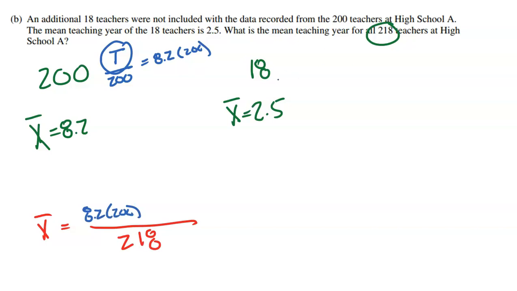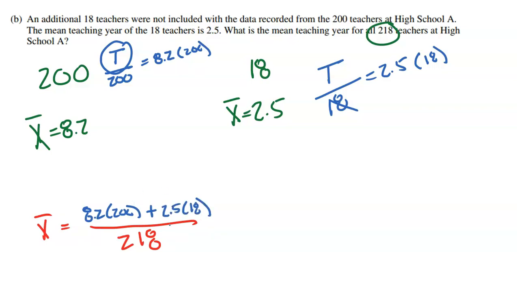Now, for these 18 teachers, once again, I don't know what each individual teacher was, but I do know that the total of those teachers divided by 18 equals 2.5. So if I multiply the 18 over, I get the total for those 18 teachers. And that's what I care about, the grand total. So 8.2 times 200 is the total value of all the original 200 teachers. 2.5 times 18 is the total for the remaining extra 18 teachers that we added on.